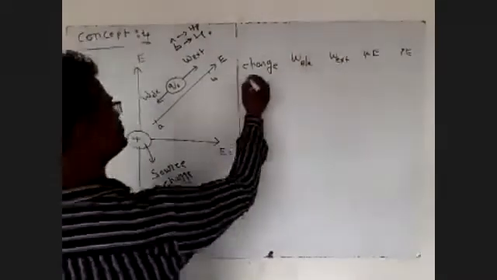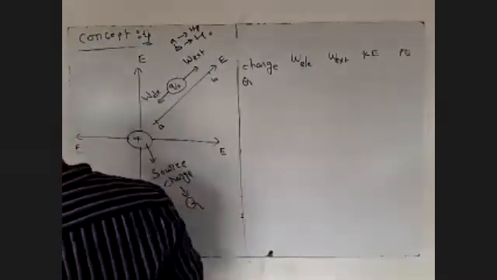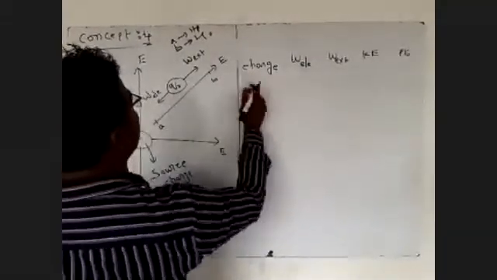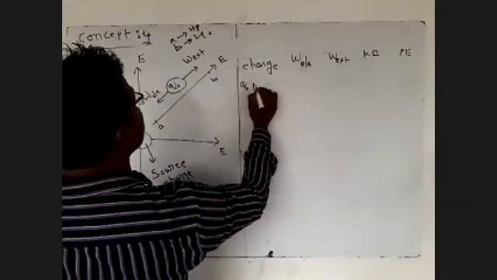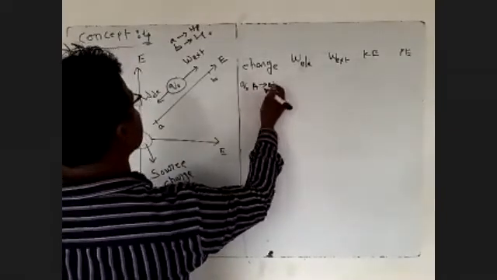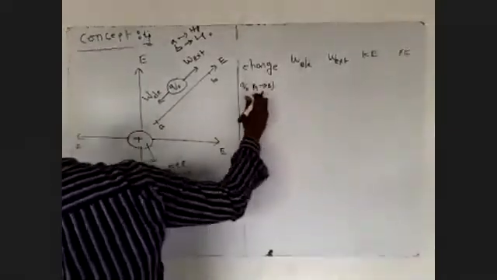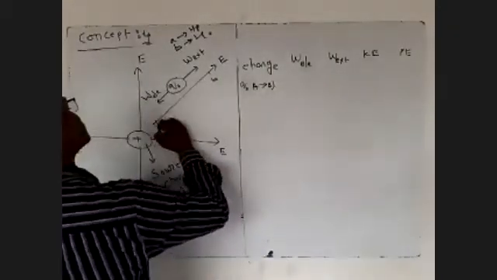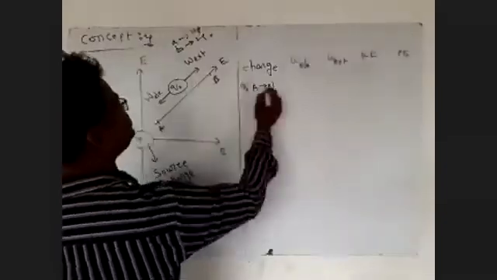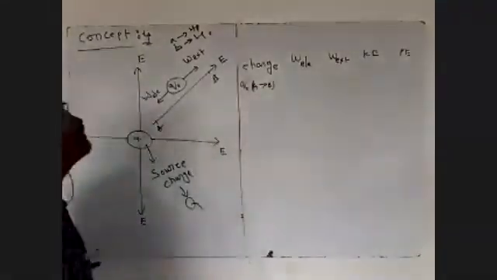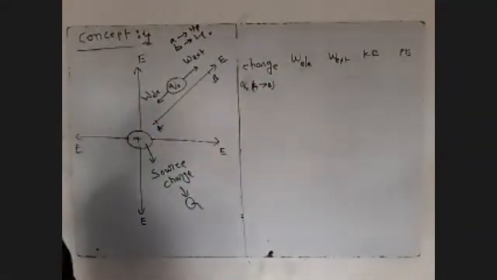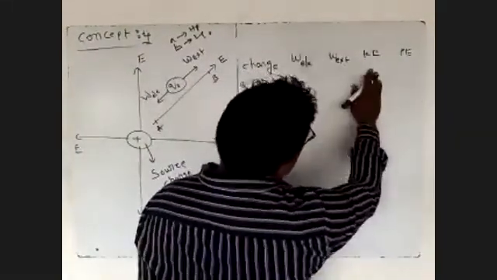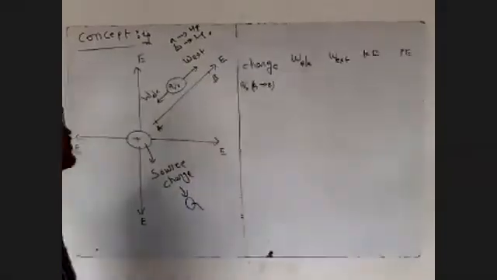This is a test charge, Q naught. Q naught is moved from A to B. First, we are going to check A to B. I'm taking this as capital B. The charge is moved from A to B. So what type of work is done? Is it negative work done? The potential decreases. We have to check it.